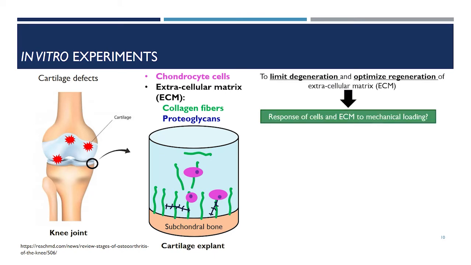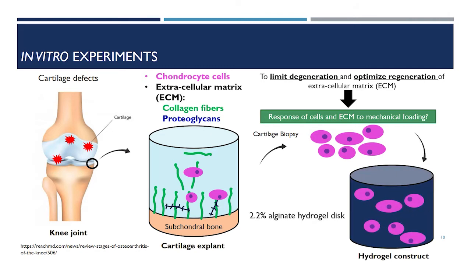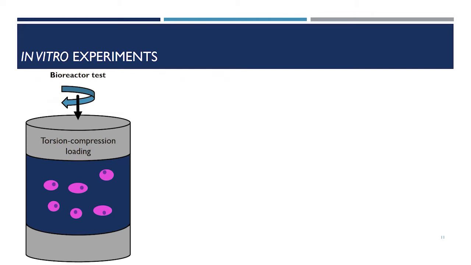If we fully understand the responses of cells and ECM to mechanical loading, we can intervene and alter the mechanical environment in order to optimize the regeneration of ECM. In our current work, we isolate cells from cartilage biopsies in patients undergoing total knee replacement surgery and seed them in 2.2% alginate hydrogel discs. Then we put the cell-seeded constructs within our torsion compression bioreactor setup to simulate different multi-axial loading representative for the multi-axial loading conditions in the knee cartilage during daily activities.